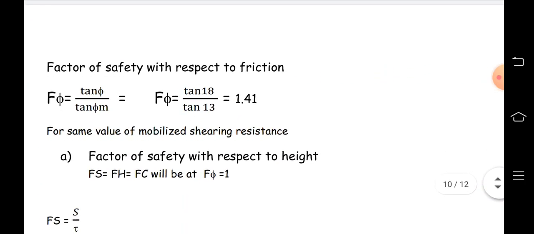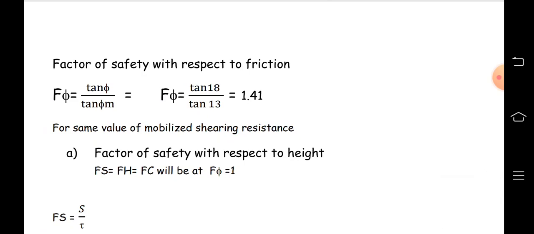Similarly, calculate the factor of safety with respect to friction. So we know the formula, F phi equal to tan of phi upon tan of phi m. So tan of 18, that is phi value is 18, and phi m is 13. All these values are given, equal to 1.41.